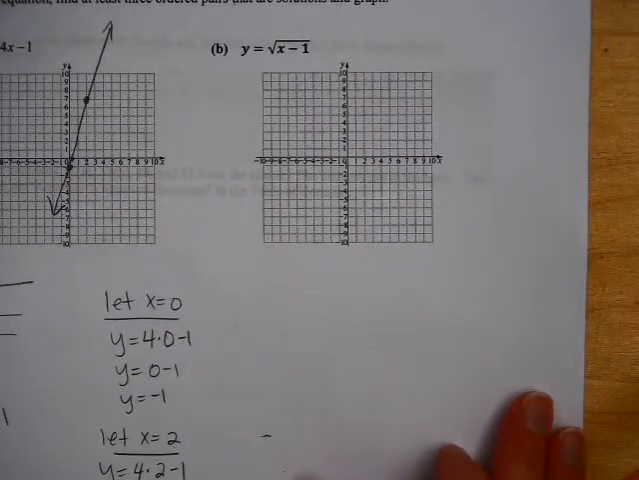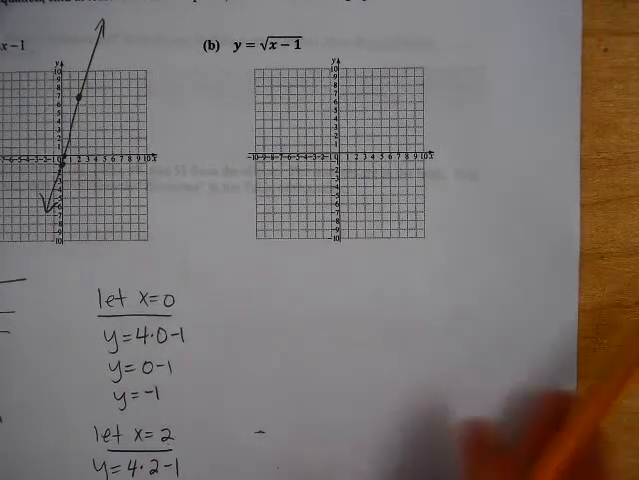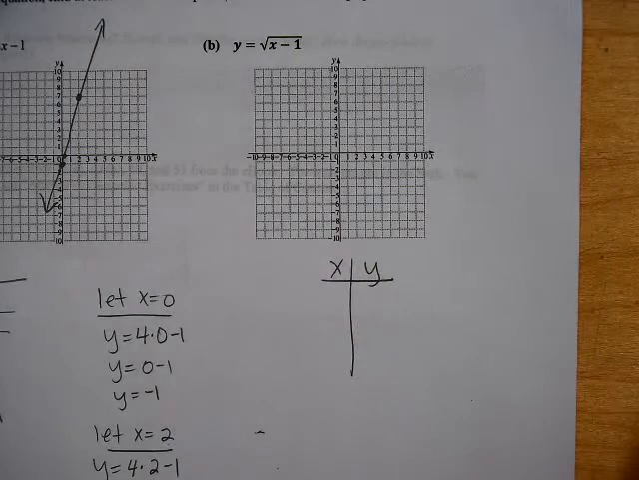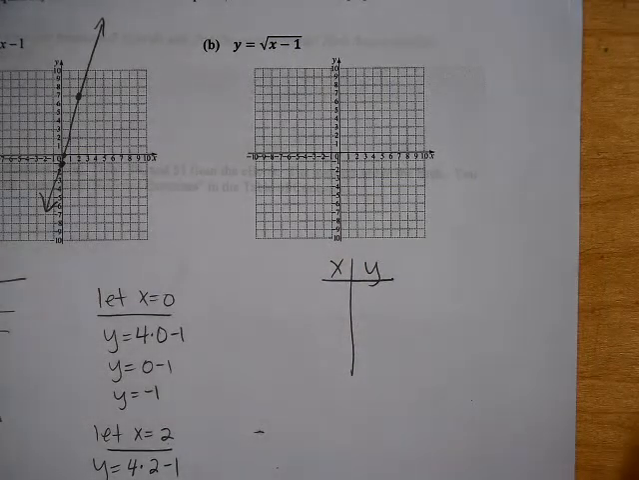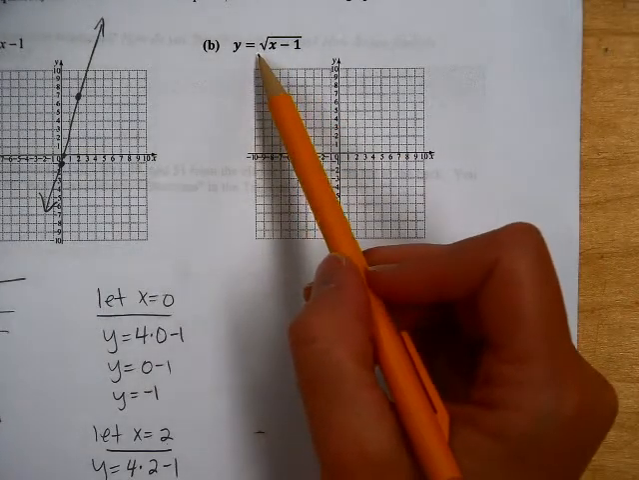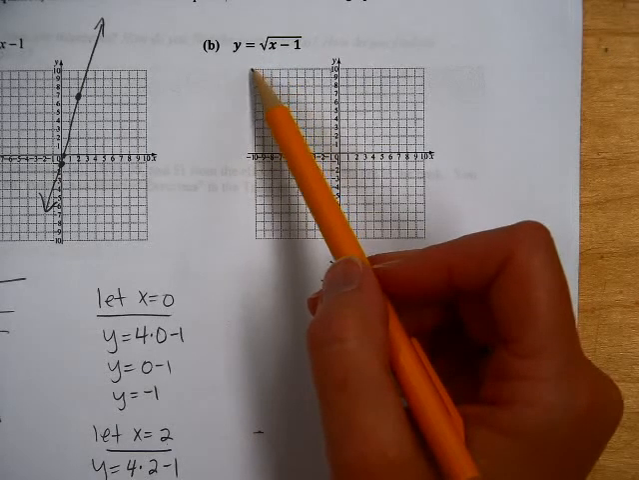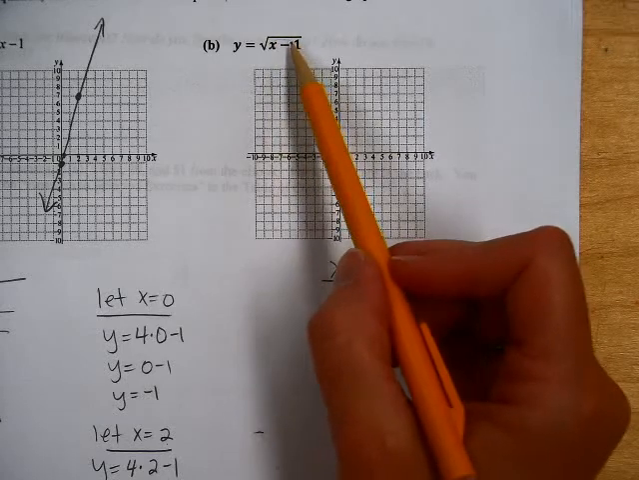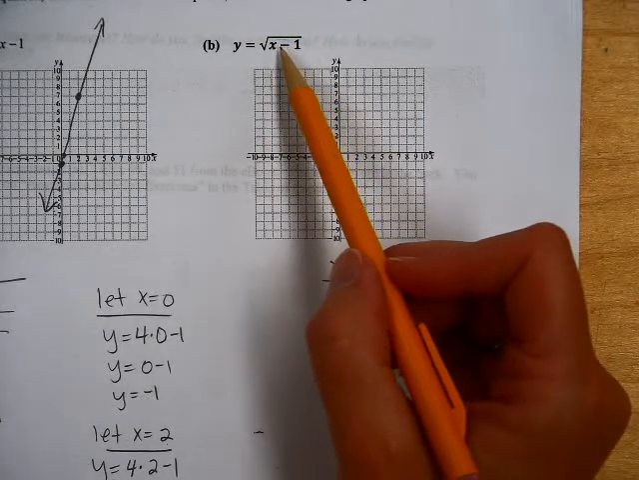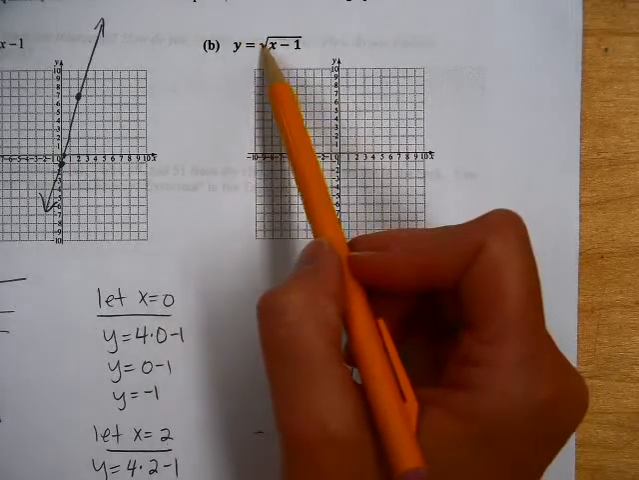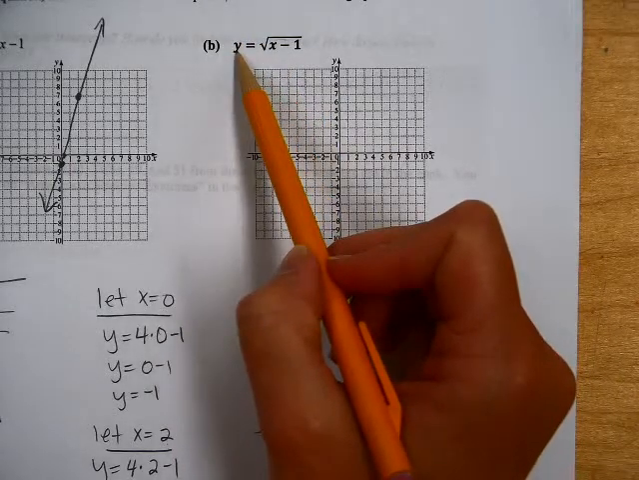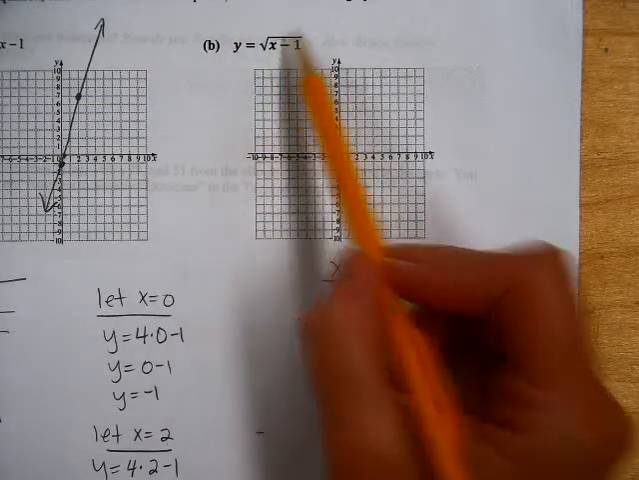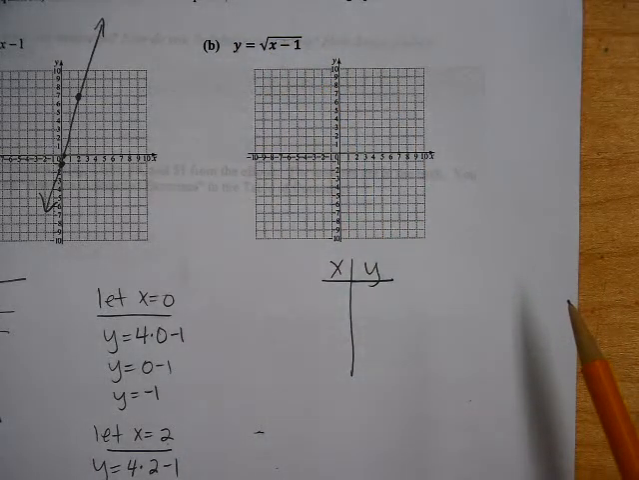Y equals the square root of x minus 1. Again, I'm going to plug in numbers for x and y. But this one's not going to be as easy. Notice I have a square root. Anytime you have a square root, you have to stop and think. Remember, we cannot have a negative underneath the square root, or it's going to give us an imaginary number, nor can a square root equal a negative number. So y cannot be negative, and what's underneath the square root cannot be negative.